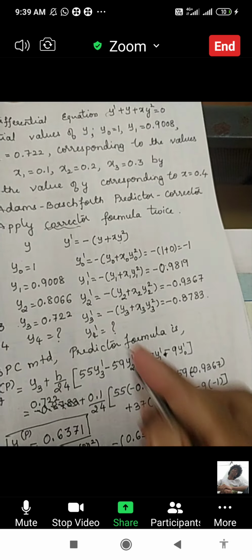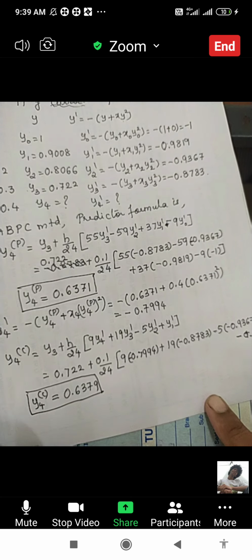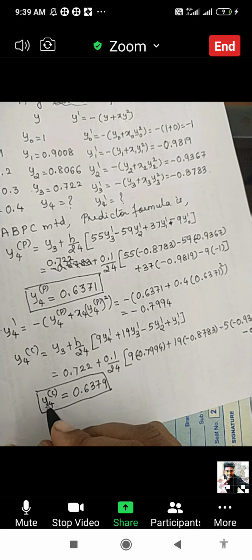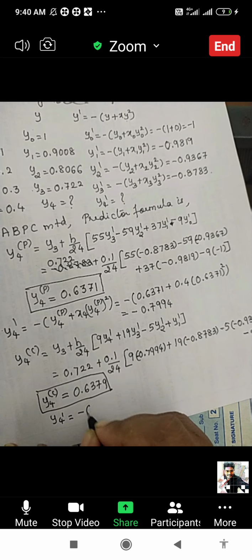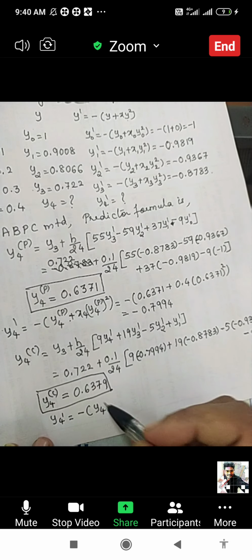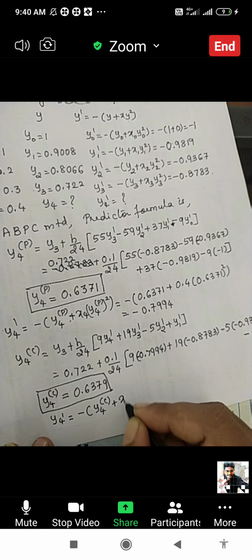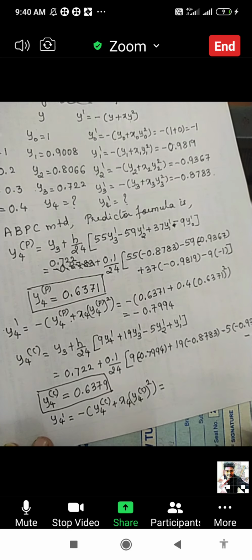They have told in the question to apply the corrector formula twice. So we don't have a choice. We have to apply it because 1 mark will be allotted for that step. Now, to apply the corrector formula once again, we want the value y4 dash. Let us calculate it. So now y4 dash is defined as minus y4. What is the change? Instead of using the predicted value, we have to use the corrected value, plus x4, y4 to the power bracket c, corrected value, the whole square equal to.